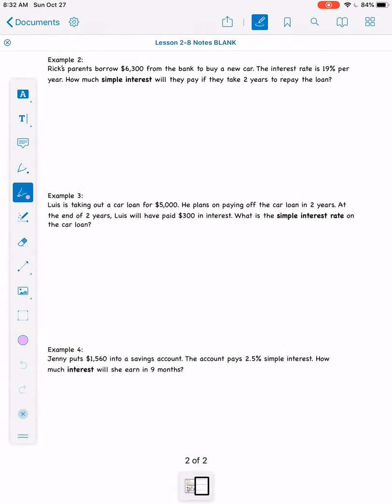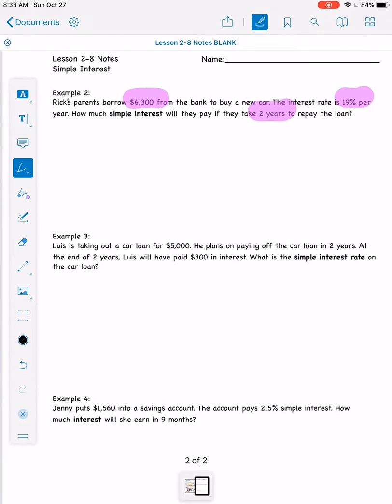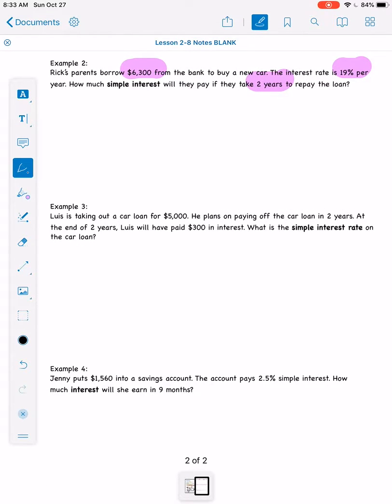So we have the amount that we're borrowing, our $6,300, which is going to be considered our principal. We have our interest rate of 19% per year. And then we need to calculate how many years they're going to take that loan for, which is a total of 2 years. So based on that information, let's see if we can go ahead and do our calculation. We're going to be calculating our interest, which is our I, and we know that is going to equal our principal times our rate times time.